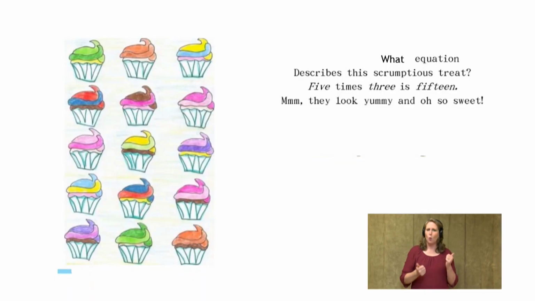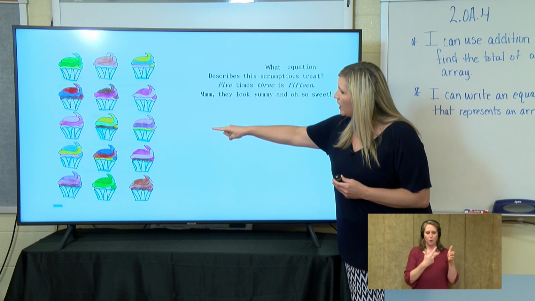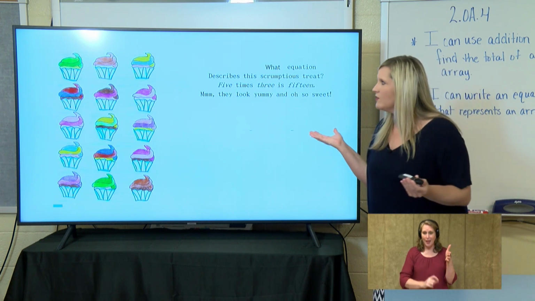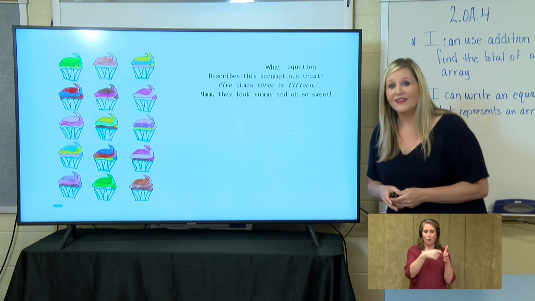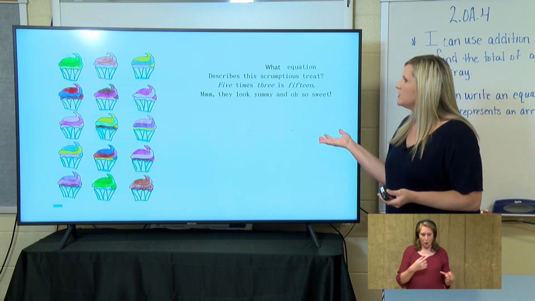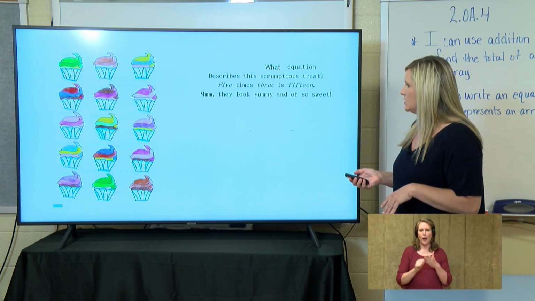What equation describes this scrumptious treat? 5 times 3 is 15. They look yummy and oh so sweet. I bet you like cupcakes. I know I do. All right, so look at this array. What would we do to write an addition sentence for this array? So I see, let's count our rows. 1, 2, 3, 4, 5. I see 5 rows. And how many are in each row? Yes, there are 3 in each row. I see 3 in each row. So what would we do to write a repeated addition sentence for this one?